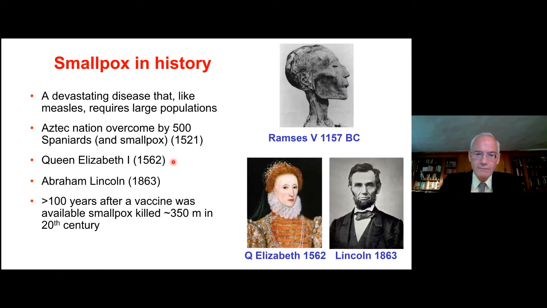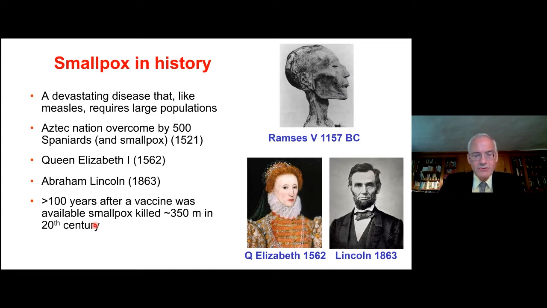In North America, about 300 years later, Abraham Lincoln became infected with variola virus. And you may not know this, but when he gave his most famous speech, the Gettysburg Address in 1863, he was suffering from smallpox. So how remarkable to be able to give such a magnificent speech and to do it while suffering from smallpox.